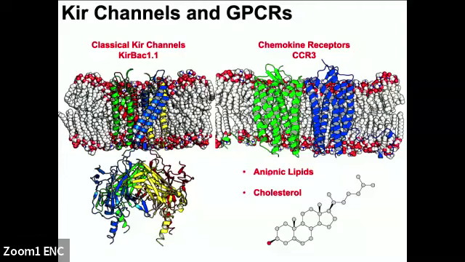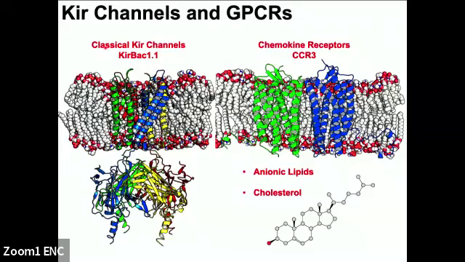So that's actually kind of interesting, that these channels can have such diverse responses to cholesterol. But these classical Kir channels tend to be inactivated by it, which is interesting because they exist in cholesterol-rich membranes. So then why would you have something that's inactivated by a native lipid? I'll make sure I stay on time.